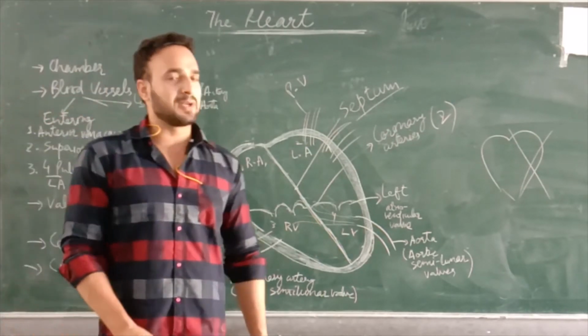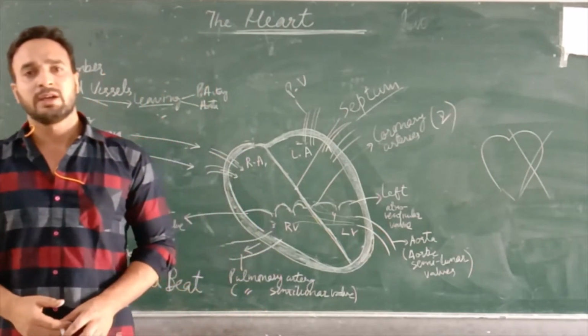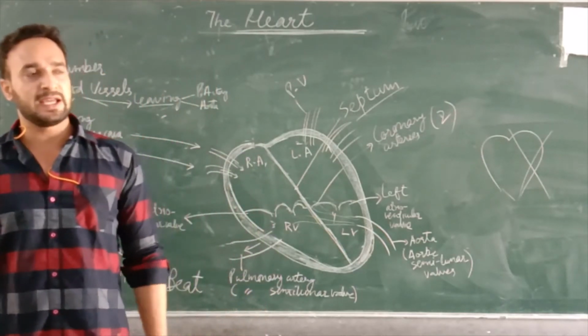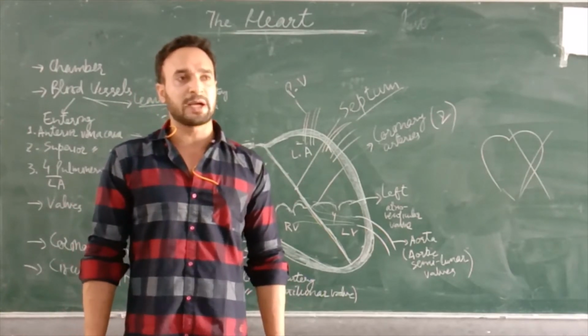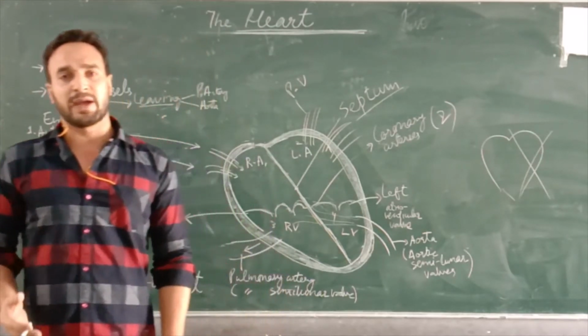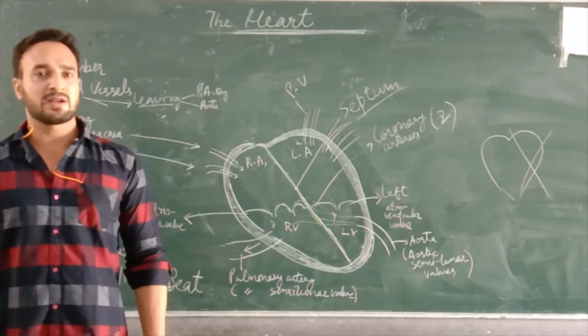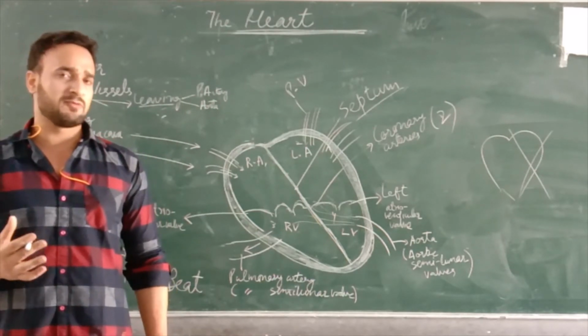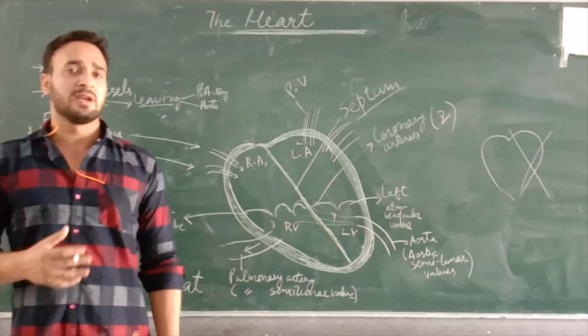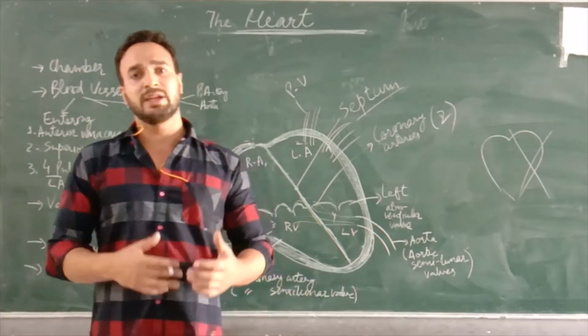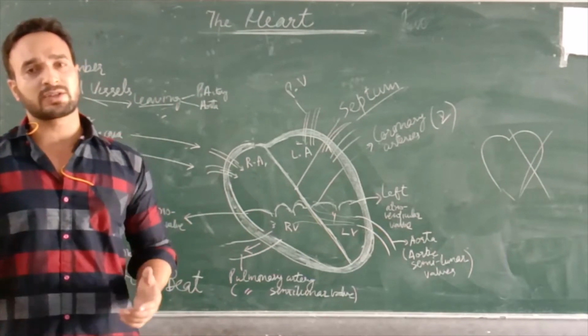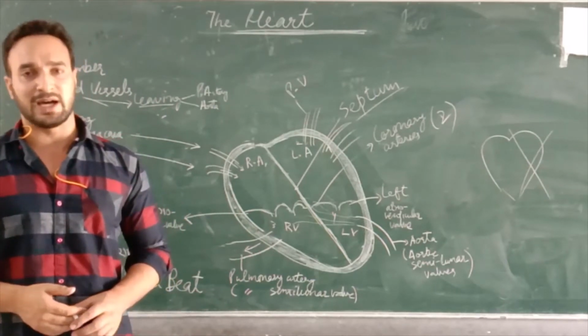There is one more complication called angina pectoris. A-N-G-I-N-A, angina, P-E-C-T-O-R-I-S. Angina pectoris is the chest pain which results because of the lack of blood, or lack of oxygenated blood, in the muscles of the heart.